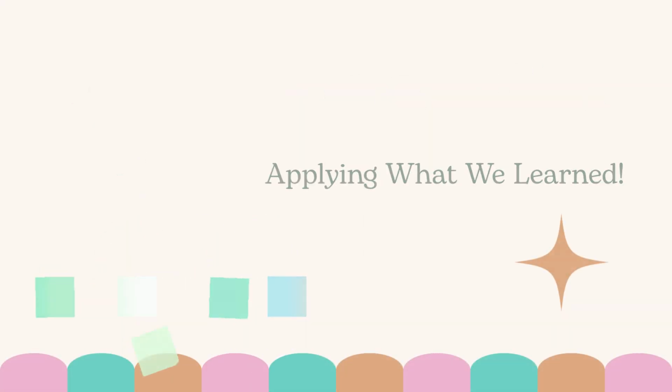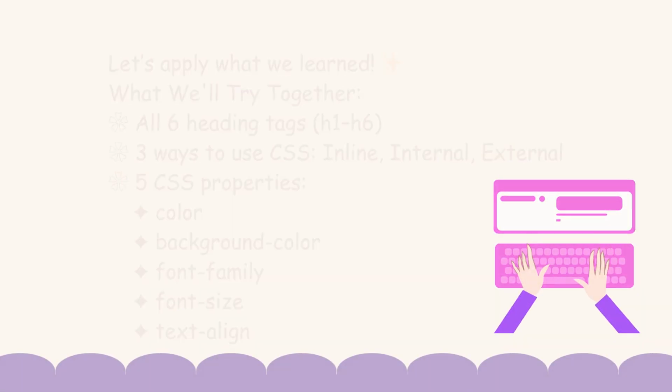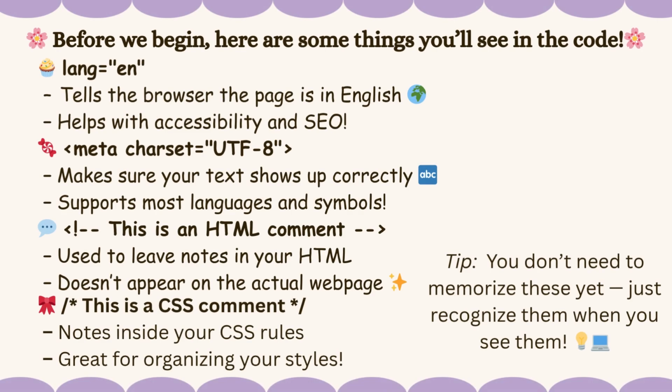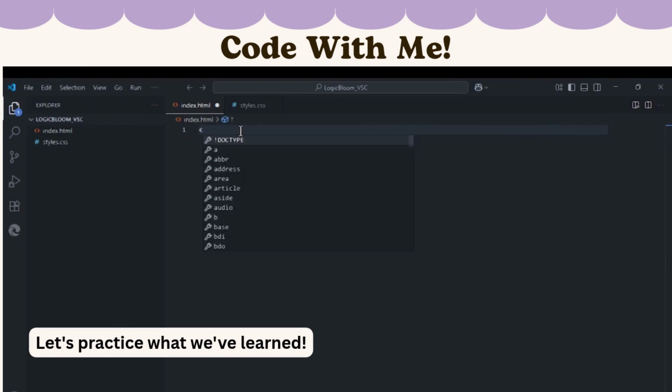Let us apply what we learned. We'll try all 6 heading tags, use all 3 CSS methods, and experiment with 5 key properties. Some things you might see in my code: lang equals en helps with SEO and accessibility. Meta charset keeps text readable. And comments, like slash asterisk CSS comment asterisk slash, help organize your work. Let's code together and test out everything we just learned.